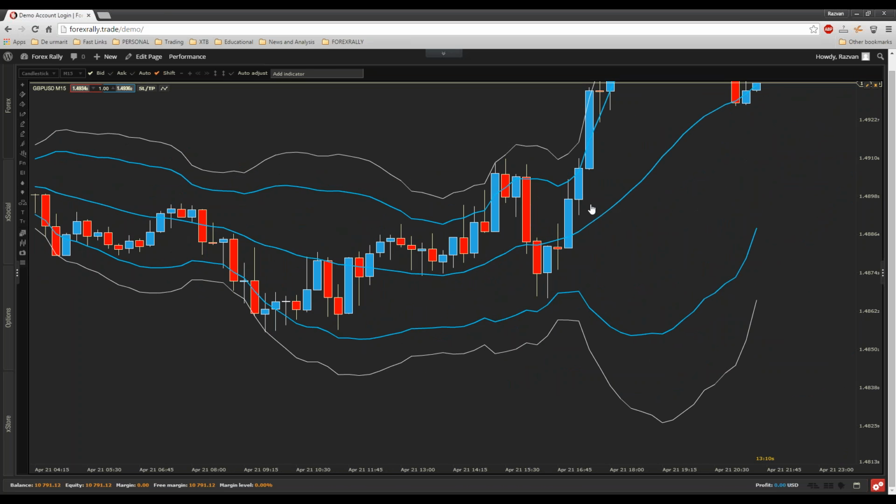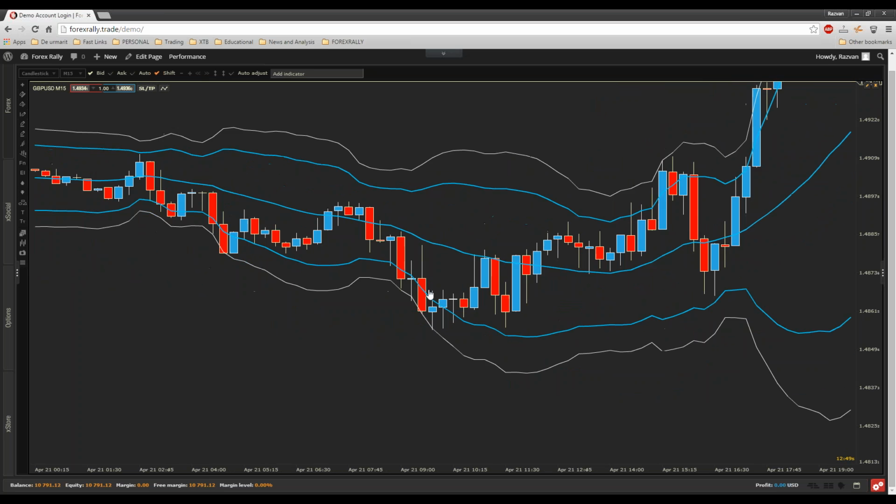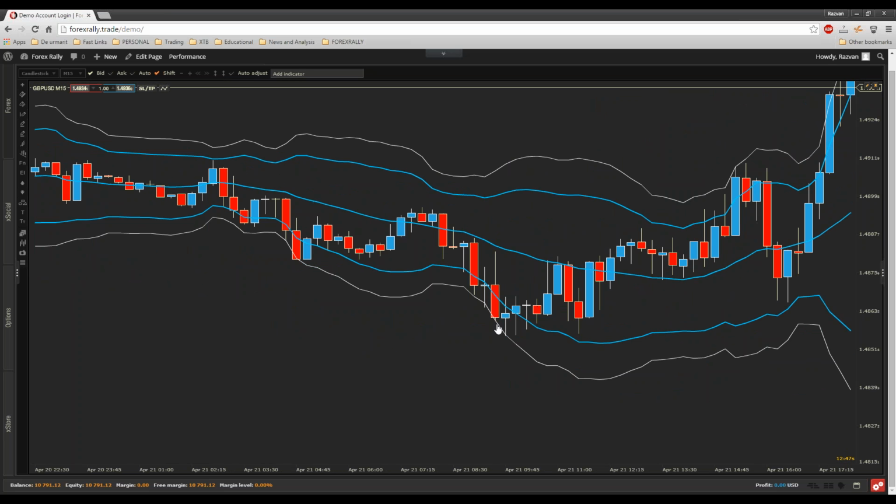The simplest way to trade inside these 2 Bollinger Bands is to wait for a reversal in this area here. So the area between the 2 standard deviation and the 3 standard deviation, up or down. So you either wait for a confirmation, let's say, like what happened here.